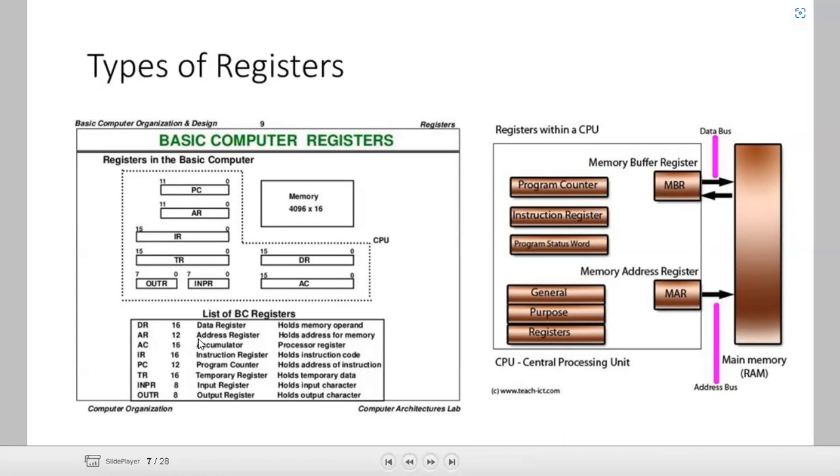I have AR, which is the address register, right? And the address register holds the address for memory. In other words, it holds the address for information that is in the memory. And the accumulator is the processor register. The instruction register holds the instruction code.